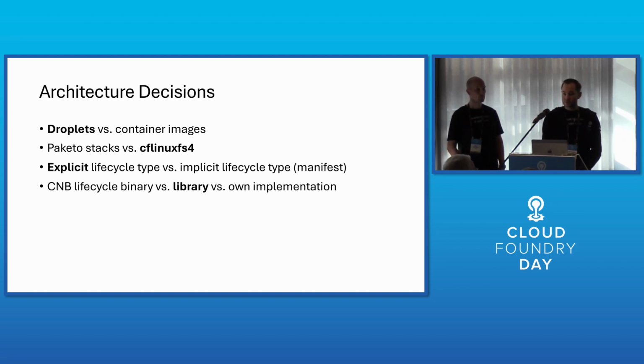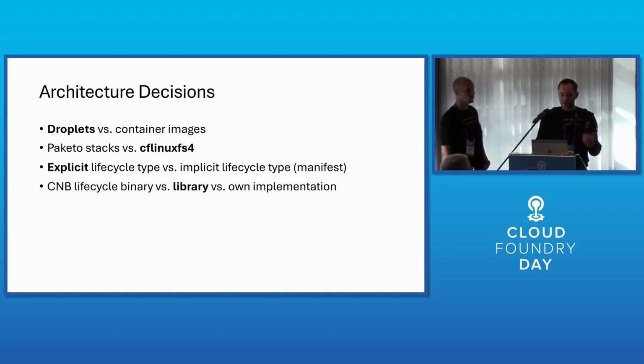Also the discussion around how to actually bring that to the manifest, or give that into the users' hands, where we decided on having an explicit lifecycle type in the manifest. We also had ideas like just enabling CNB through a Boolean flag, for example. If you're interested, you can find the discussion in the RFC.